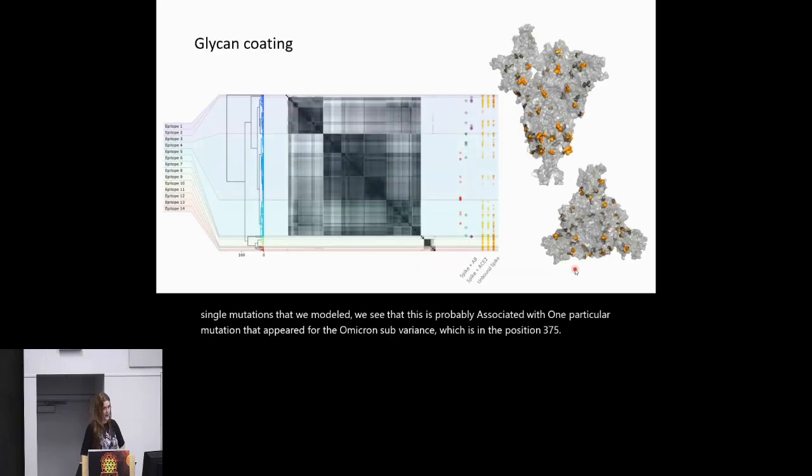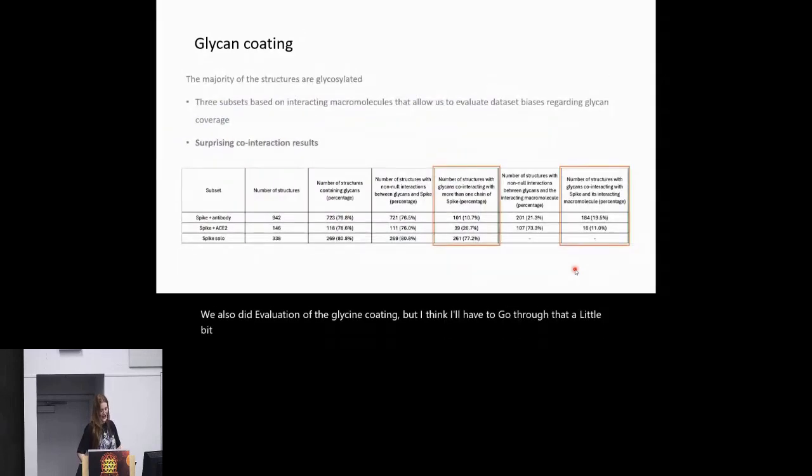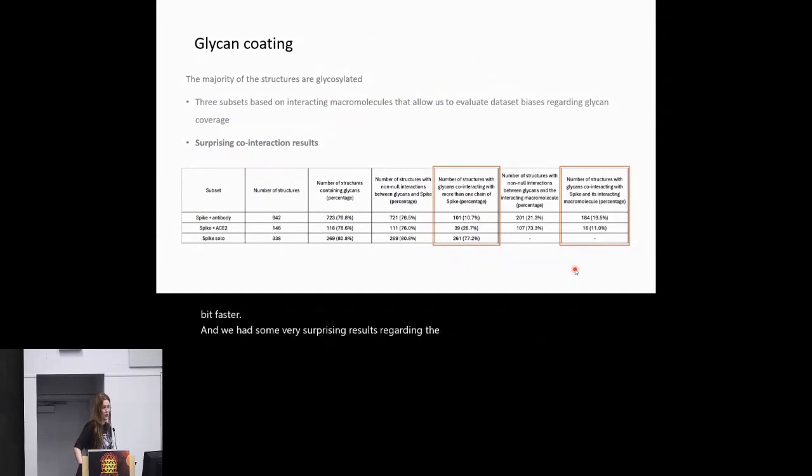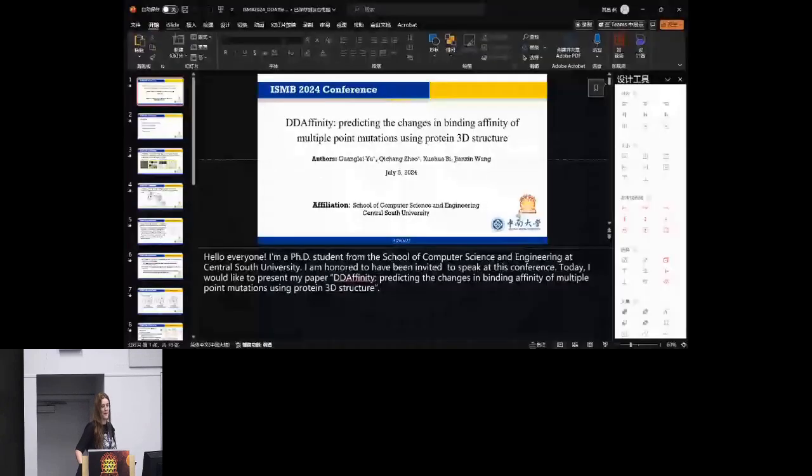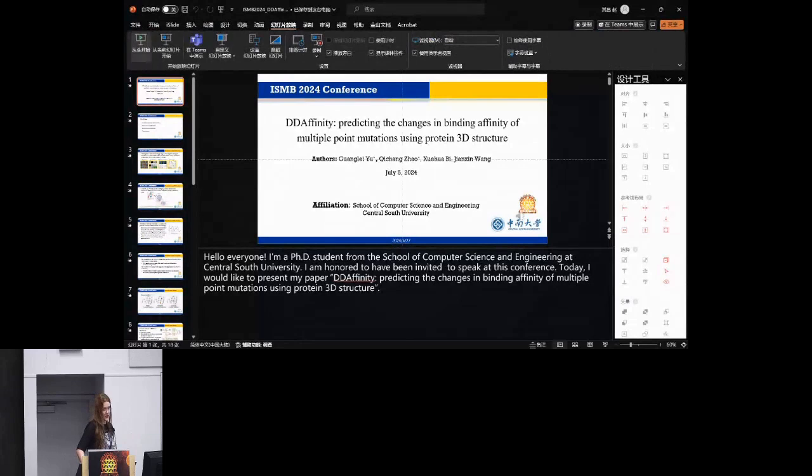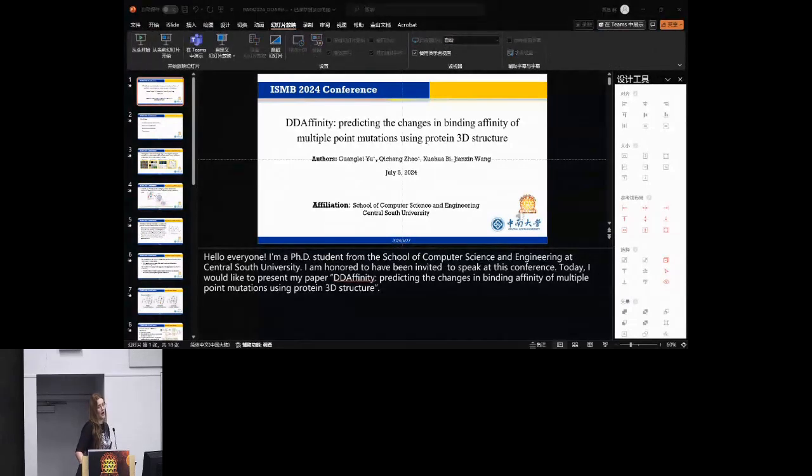We also did evaluation of the glycan coating, but I think I'll have to go through that a little bit faster. And we had some very surprising results regarding the glycans, because we started looking at them thinking that they would be masking some epitopes. So they would contribute to immune escape by masking those epitopes and avoiding antibody recognition. But what we actually saw was some co-interactions between antibodies and Spike mediated by those glycans.